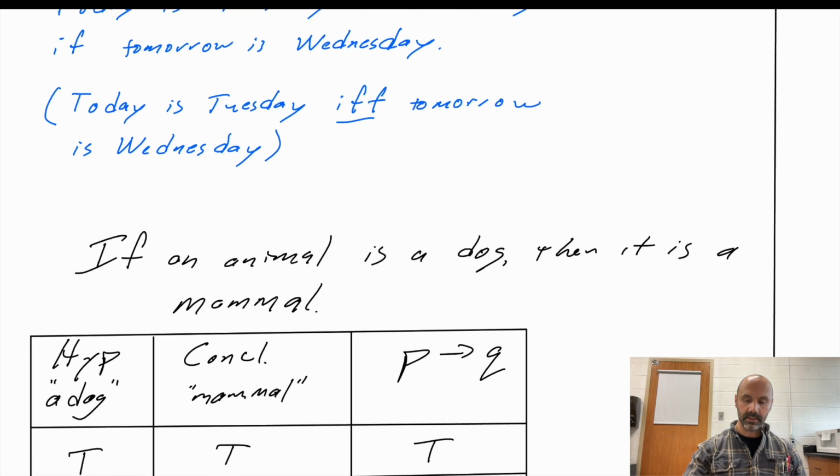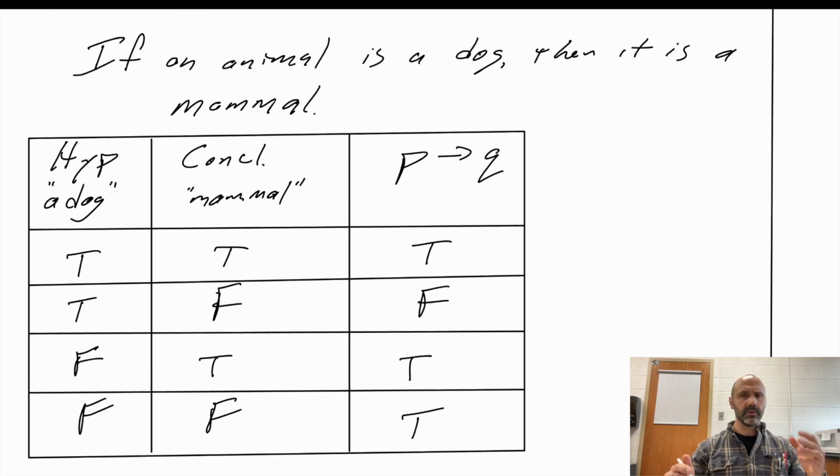Okay, so here's an example of what we've seen before, a conditional truth table. If an animal is a dog, then it's a mammal. And so this type of statement is true all the time unless the hypothesis is true and the conclusion is false. So this is what the truth table looks like for the original conditional statement.